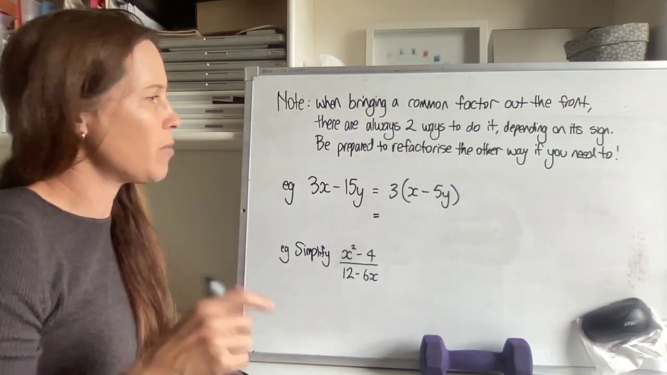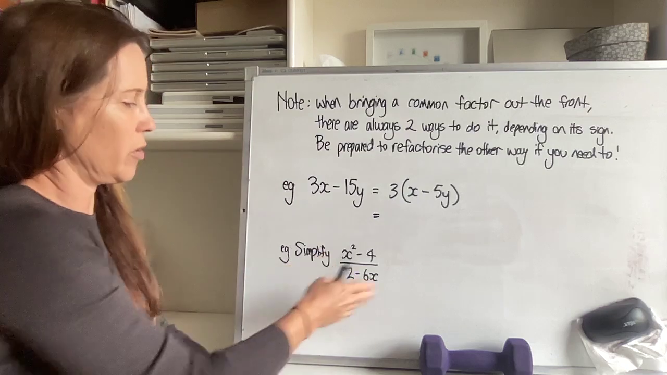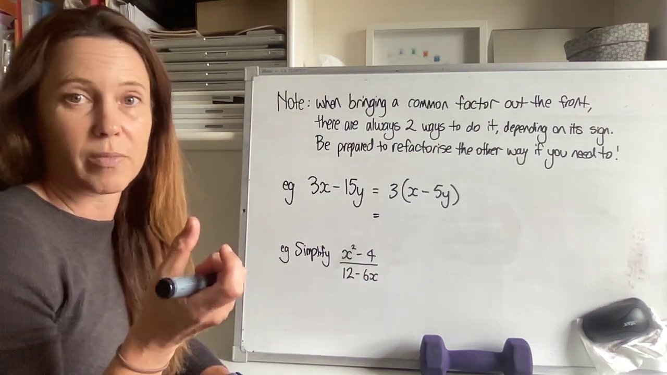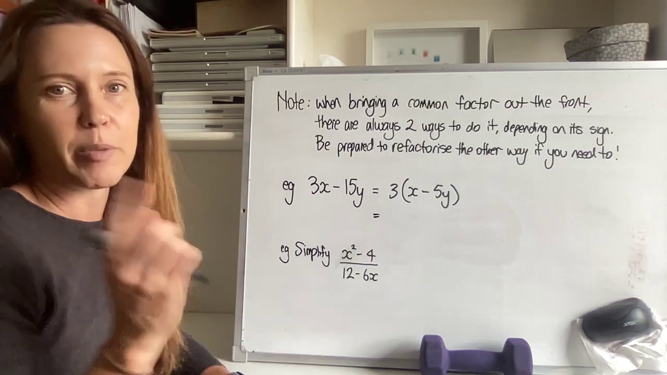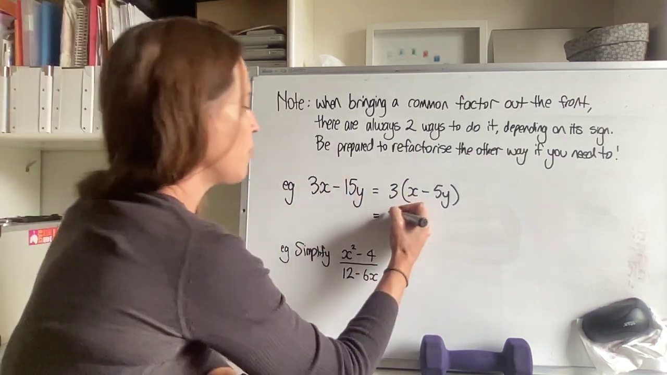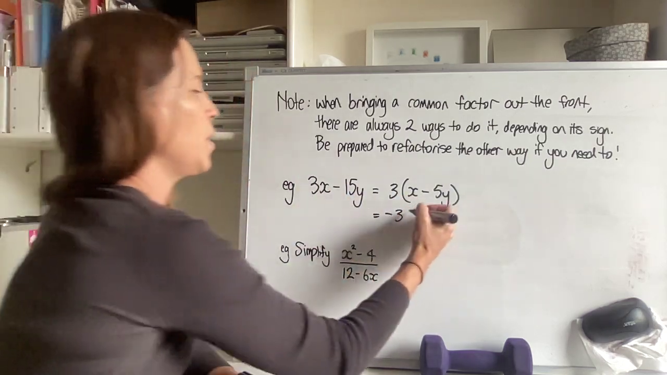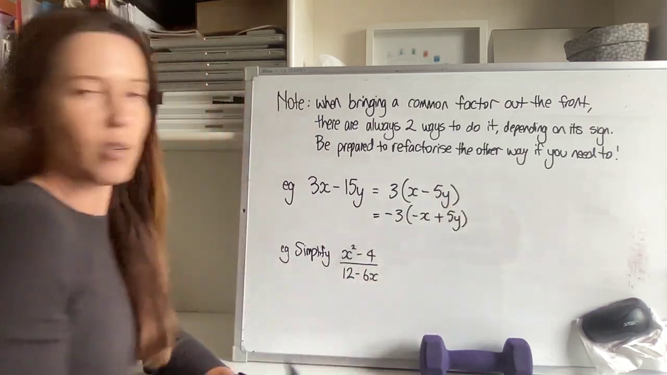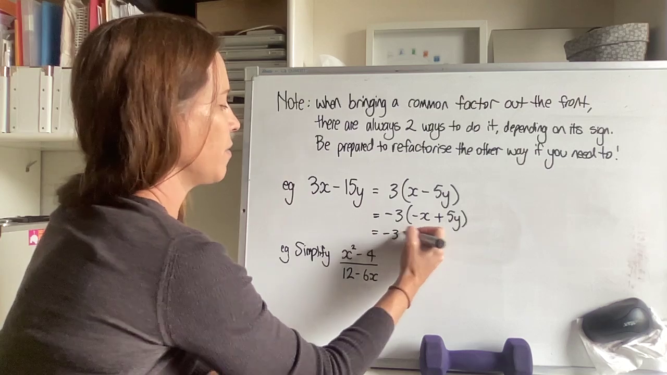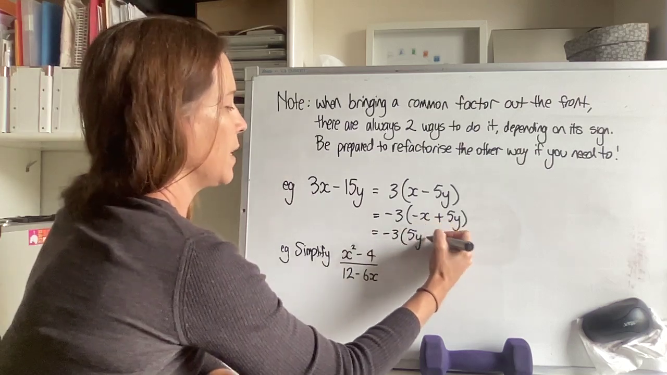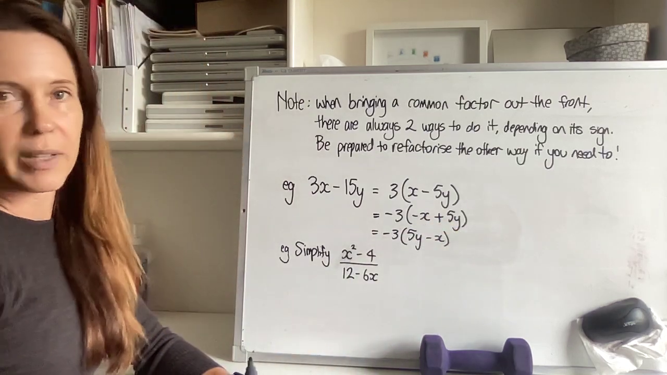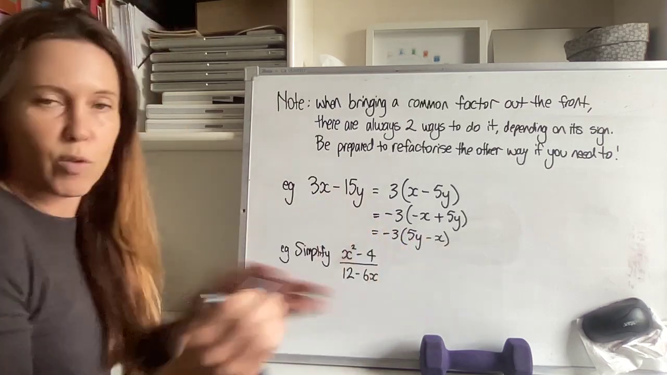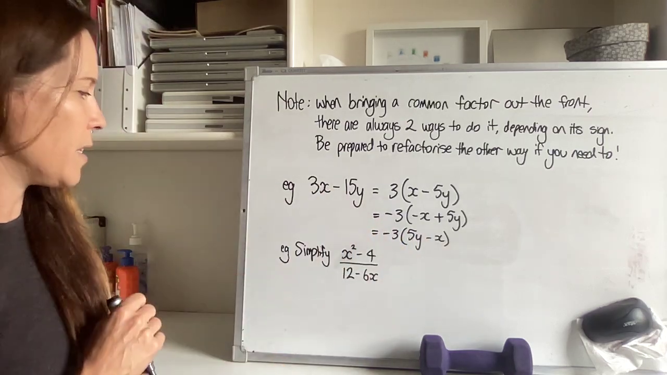That might be something you would do less often, but be prepared to refactorize round the other way if you need to. And remember the reasons that we might need to factorize. We might need to simplify some kind of fraction, and perhaps you want to bear in mind that you've got that flexibility up your sleeve as an extra tool. So if I brought negative 3 out the front here, well then I'd have negative x plus 5y. And that could also be written as negative 3, 5y minus x. So you've got that flexibility there. If you're looking for an expression that is the same as this and you're wanting to force it into a certain form, be prepared to do so.